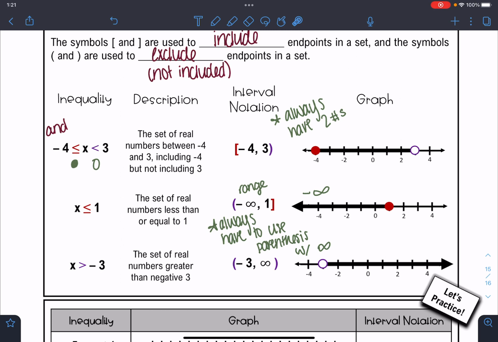Okay, hopefully that makes sense. Just because interval notation, we have to have those two numbers there, and because it's going forever to the left, we just have to say, well, it's going towards negative infinity.